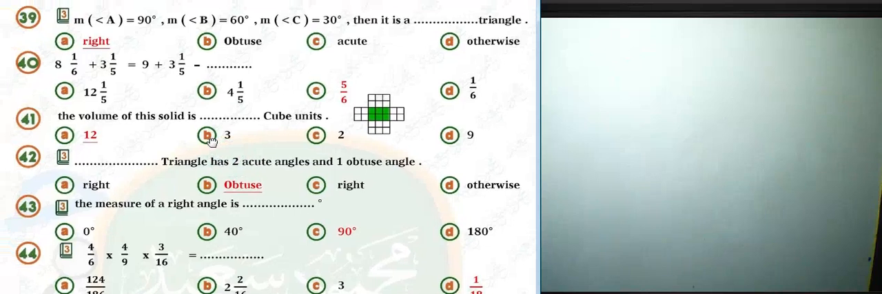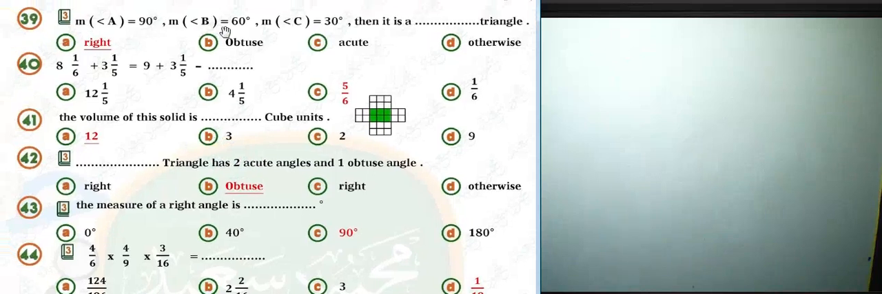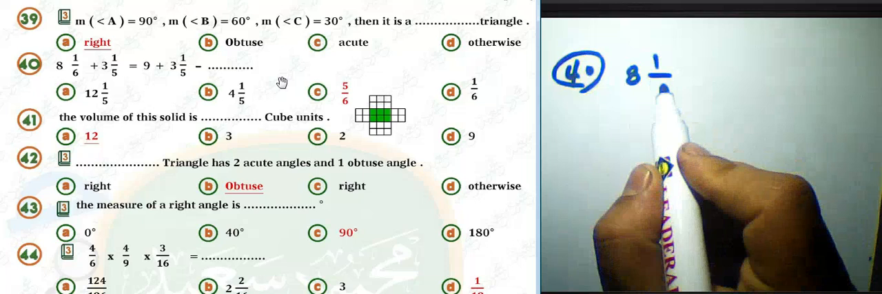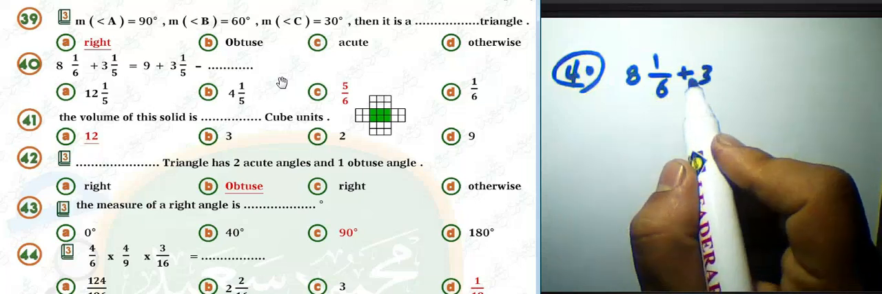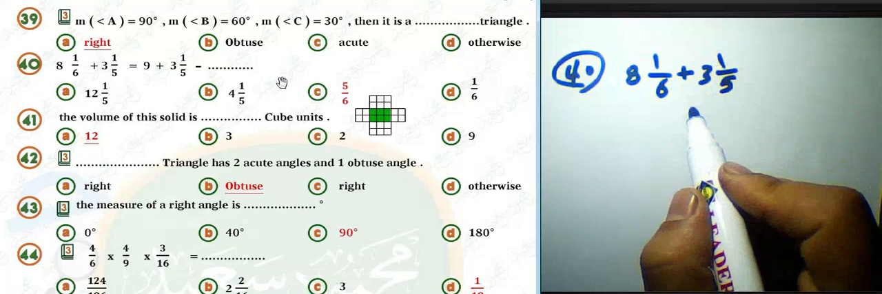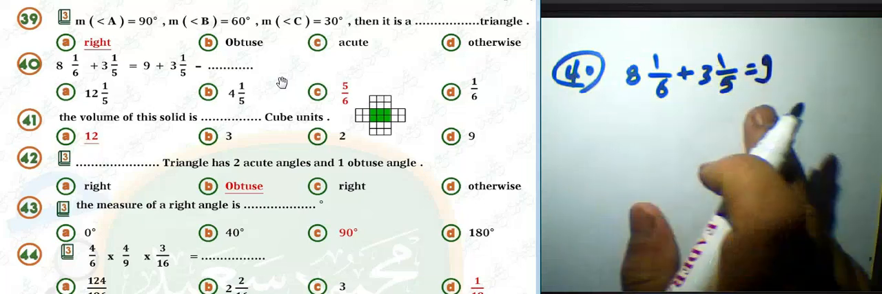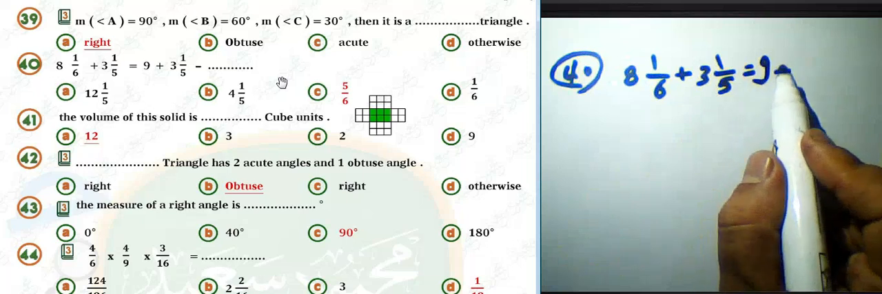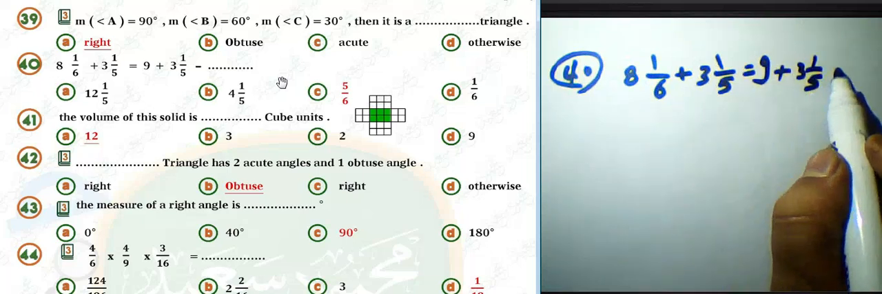Question 39. Measure of angle A is 90 degrees, measure of angle B is 60 degrees, measure of angle C is 30 degrees. Then this triangle is a right triangle. 8 and 1 over 6 plus 3 and 1 over 5 equals 9 and 3 over 5 subtract by space. Okay, I will solve the equation here. Question number 40. 8 and 1 over 6 plus 3 and 1 over 5 equals 9 plus 3 and 1 over 5 subtract by space.